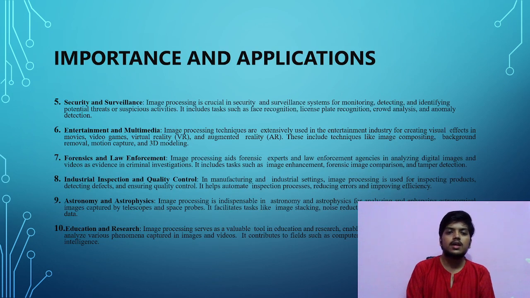Security and surveillance. Image processing is crucial in security and surveillance systems for monitoring, detecting, and identifying potential threats or suspicious activities. It includes tasks such as face recognition, license plate recognition, crowd analysis, and anomaly detection.